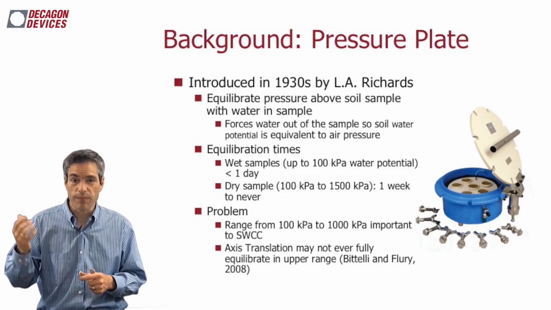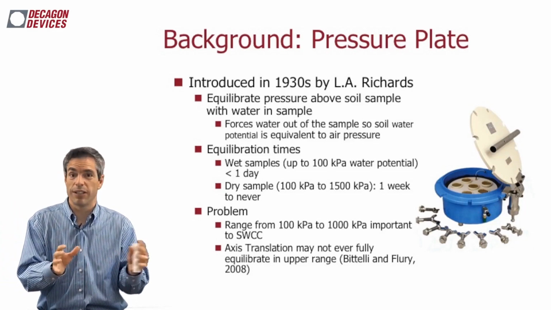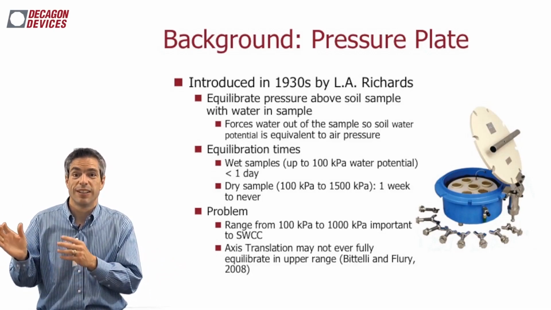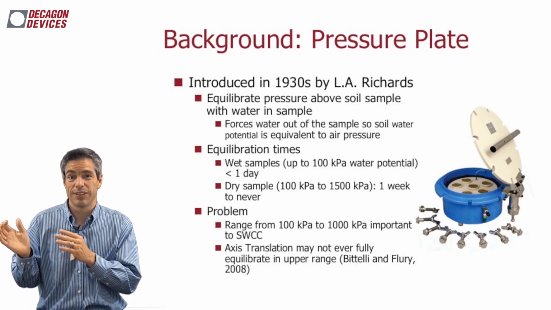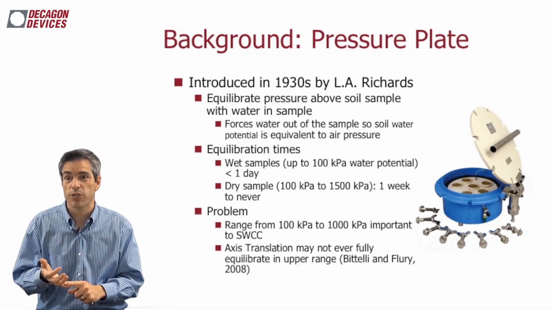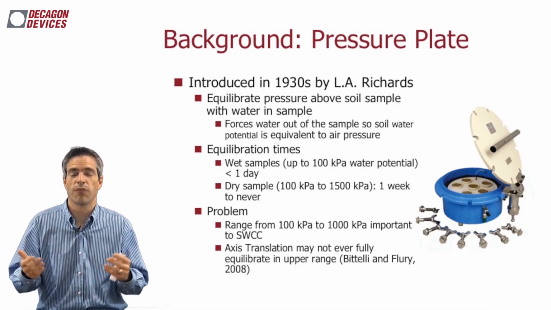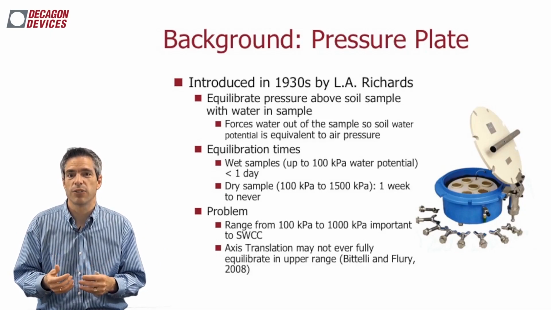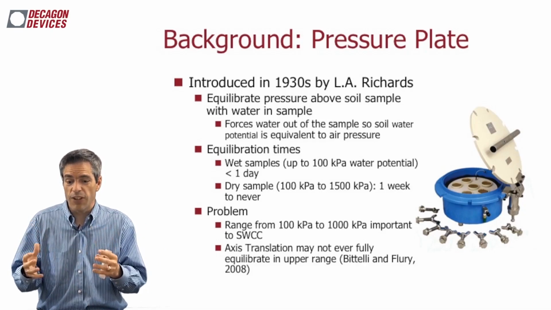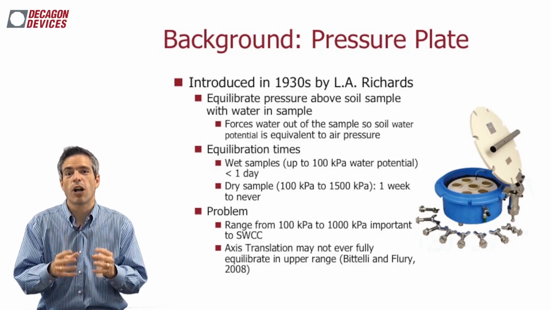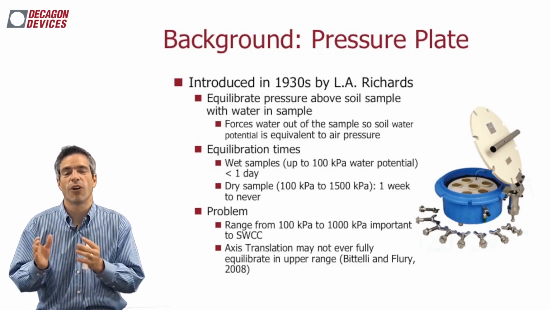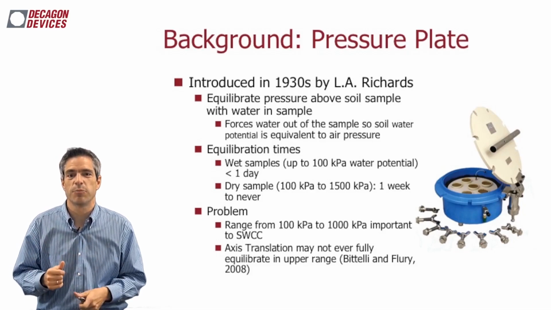First of all, making measurements on wet samples, by the way, that's fine. Dry samples, the equilibration time is extremely long, from 1 week possibly to never. And recent papers have shown a real difficulty in even equilibrating the pressure plate at these very low water potentials, at pressures from 500 to 1500 kilopascals. Now, if your sample never equilibrates, your water potential is not going to be correct, and therefore your SWCC is going to be off. And this is a big problem.